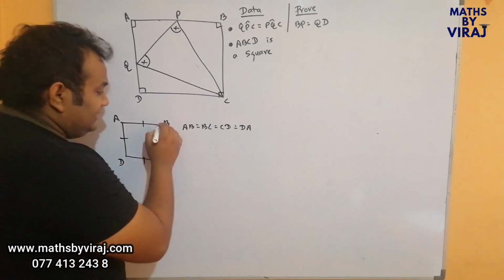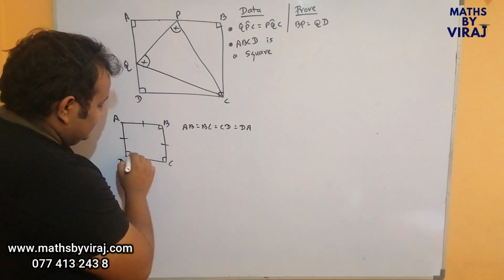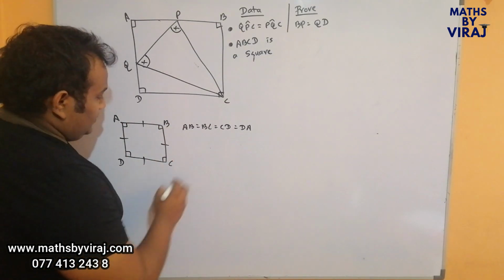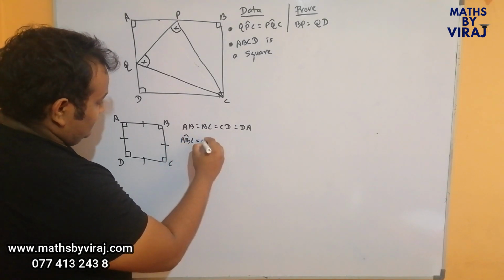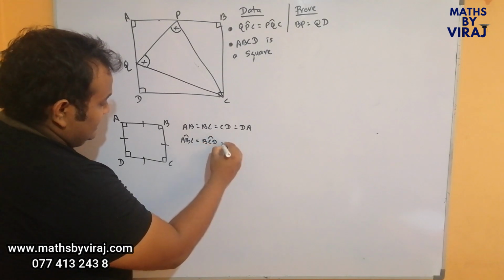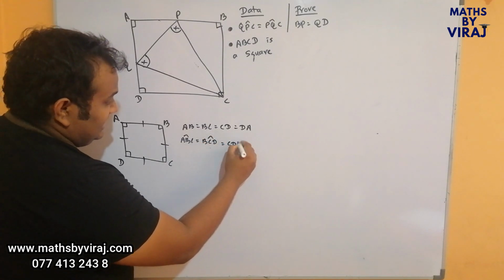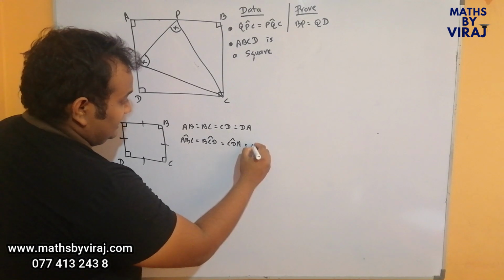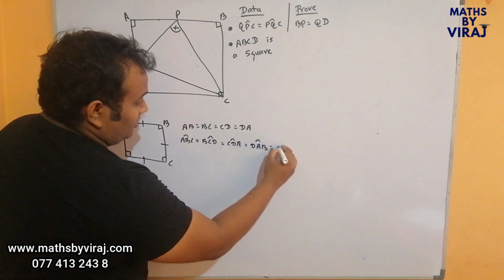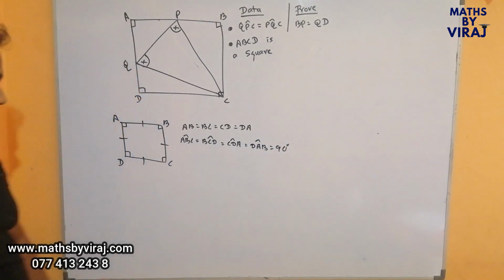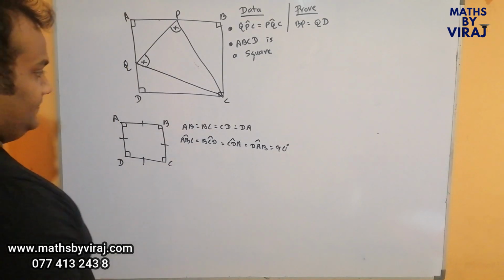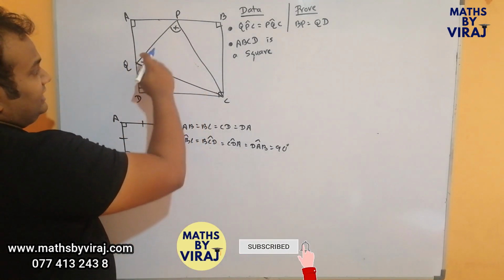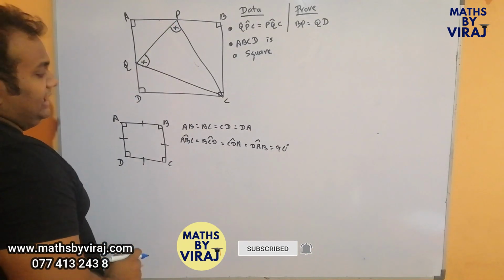And also that all of these angles at the vertices are equal. That is, angle ABC equals angle BCD equals angle CDA equals angle DAB. They are all 90 degrees. Fine. It is also given to us that these two angles are equal.